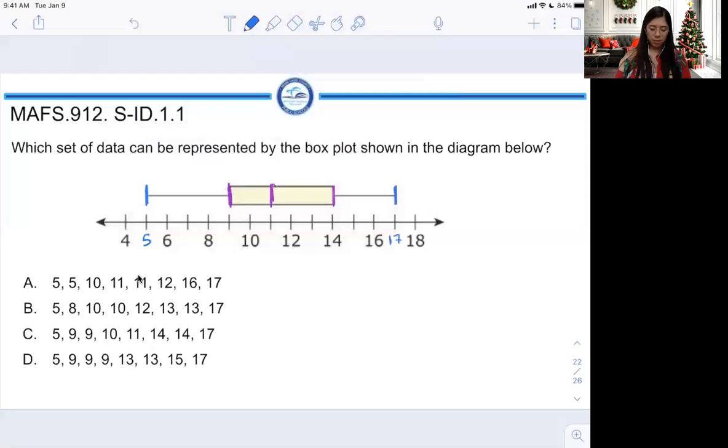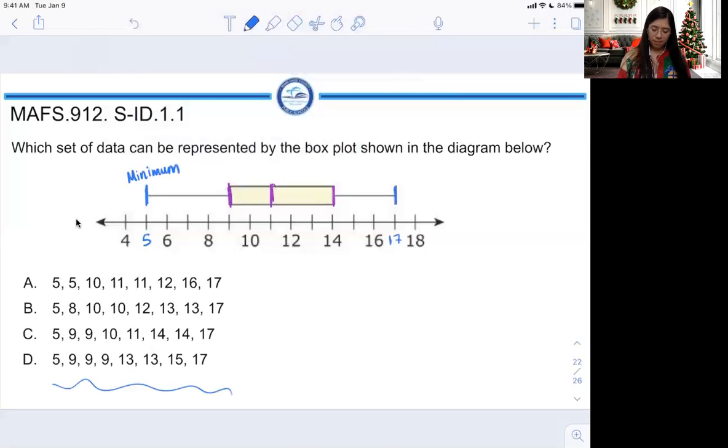Look at the answer choices. What do we notice about the answer choices? The 5 and the 17, what is that? Wait, you asked what the blue parts are? The 5 and the 17, that's what I said. The minimum and maximum? Mm-hmm.